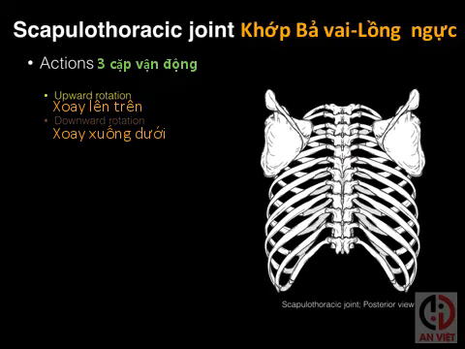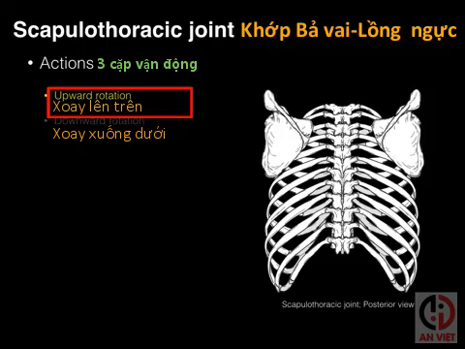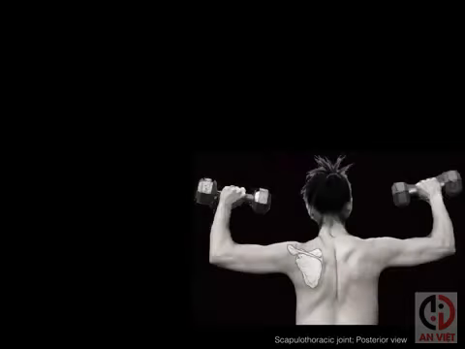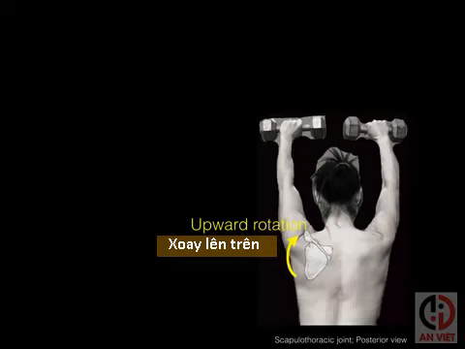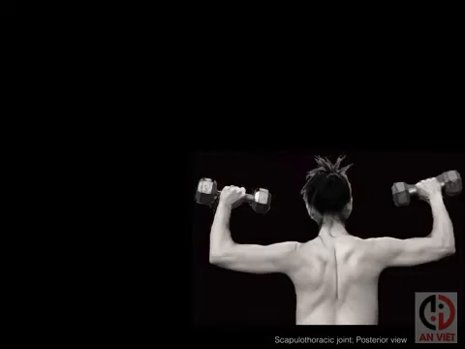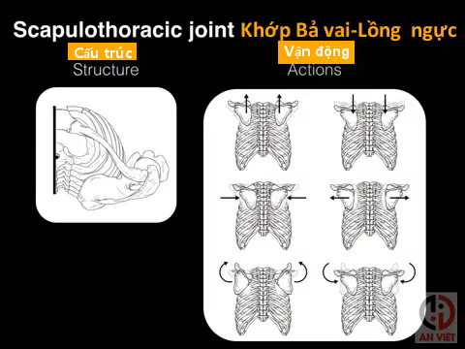So upward rotation, the scapula rotates up, or the glenoid cavity rotates up, and downward rotation, the glenoid cavity rotates down. Upward rotation, downward rotation. This helps especially when doing motions where you raise your hands above your head. Okay, so let's take a look at this picture. When you raise your hands above the head, that's upward rotation, and downward rotation, they go back down. Okay, there we go. Now, what we just covered is the structure of that scapulothoracic joint and the accompanying actions of that joint.